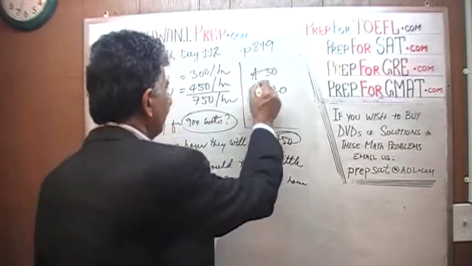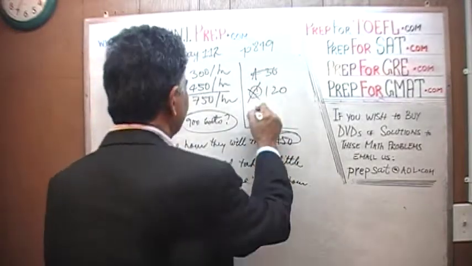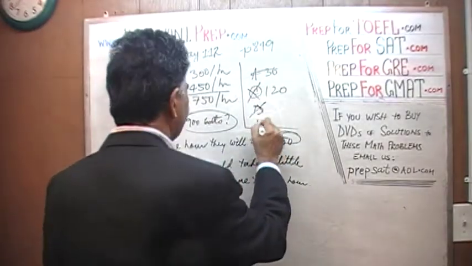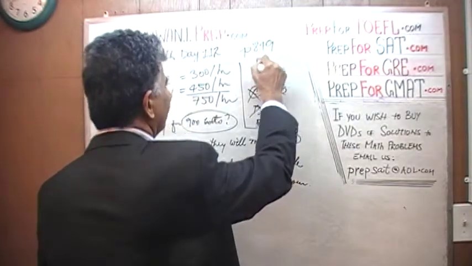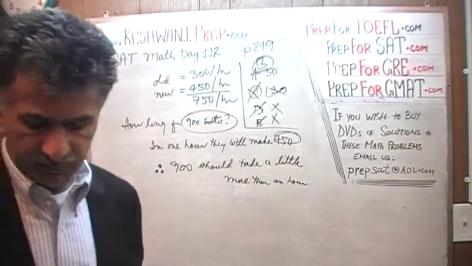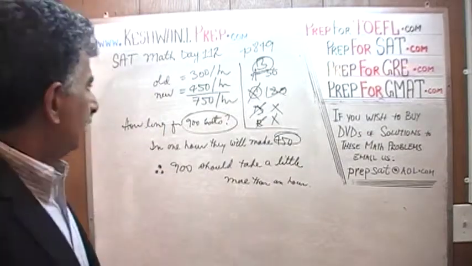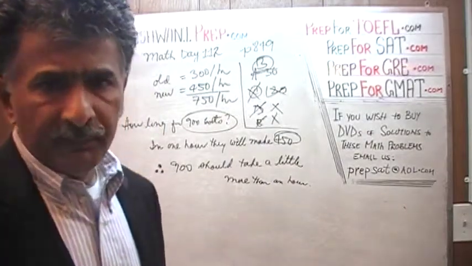C is too big. D is too big. It's 144. E is too big, for crying out loud. The answer is B. That's it, we're done. The answer is B. So this is the logical way.